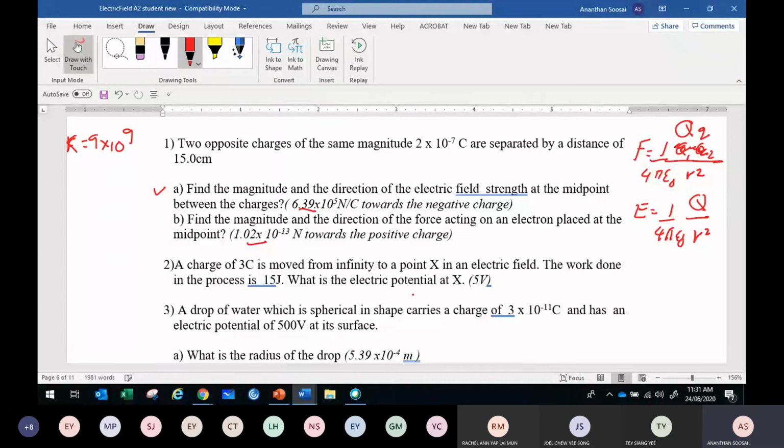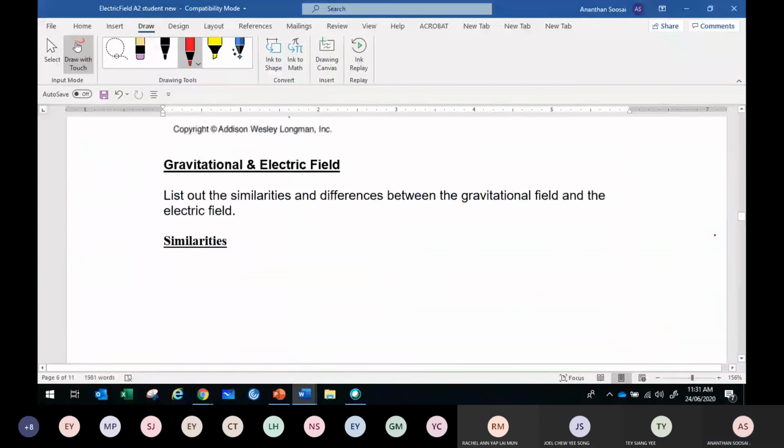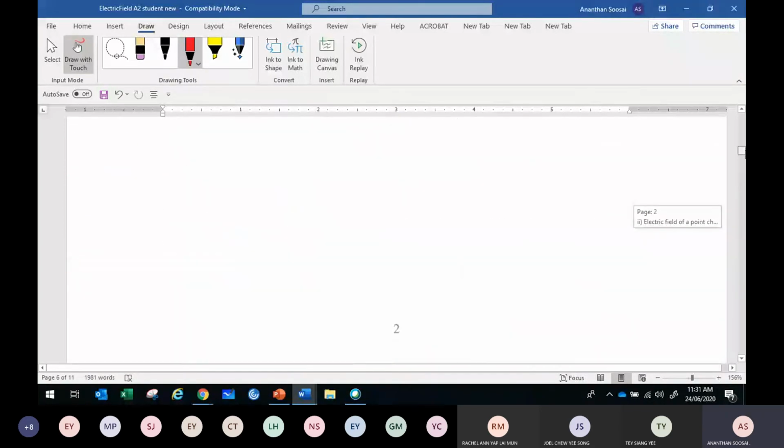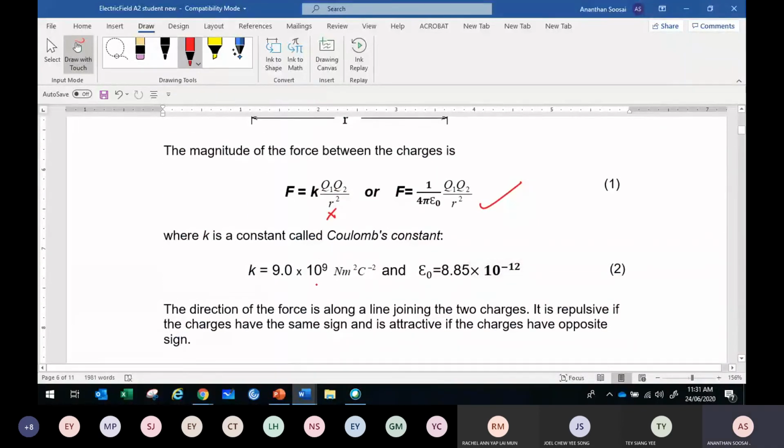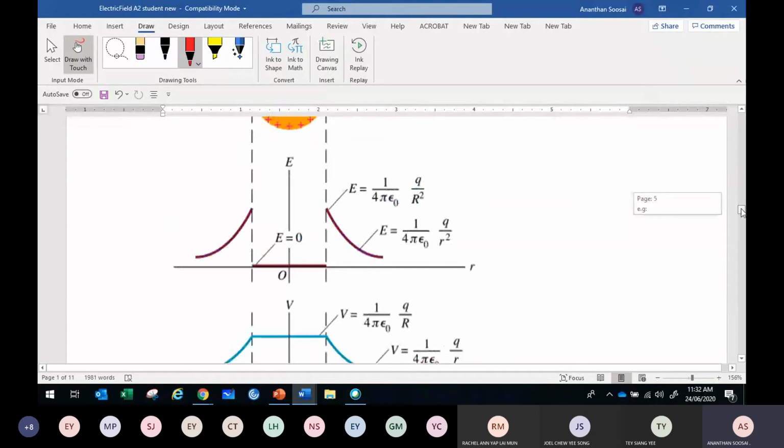Sorry, guys. Let me check the constant back. Hold on. Yeah, take down the K. K is 9 times 10 power 9. When you write the formula, then straight away, the 1 over 4 pi epsilon naught, you can put the value 9 times 10 power 9. Go back to the question.